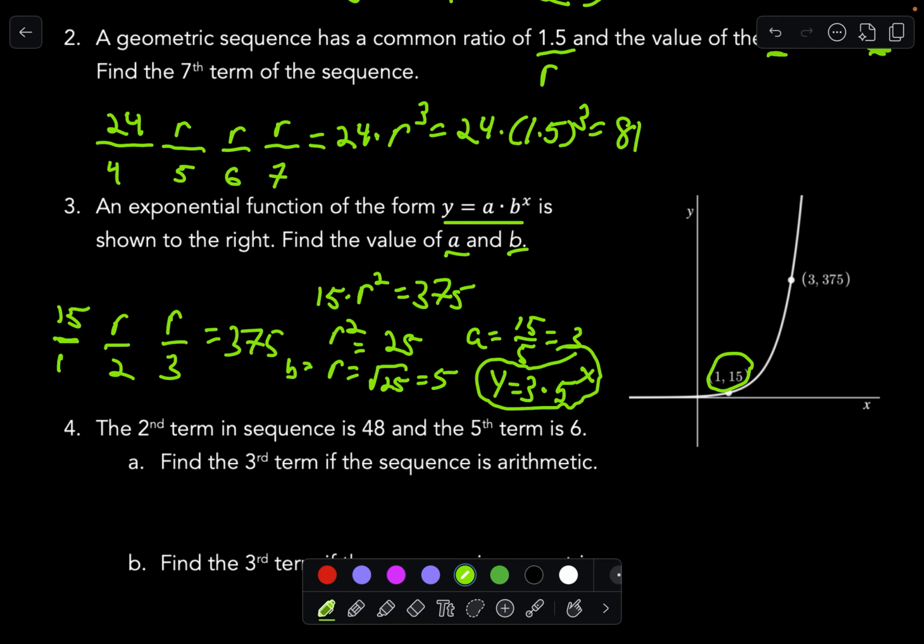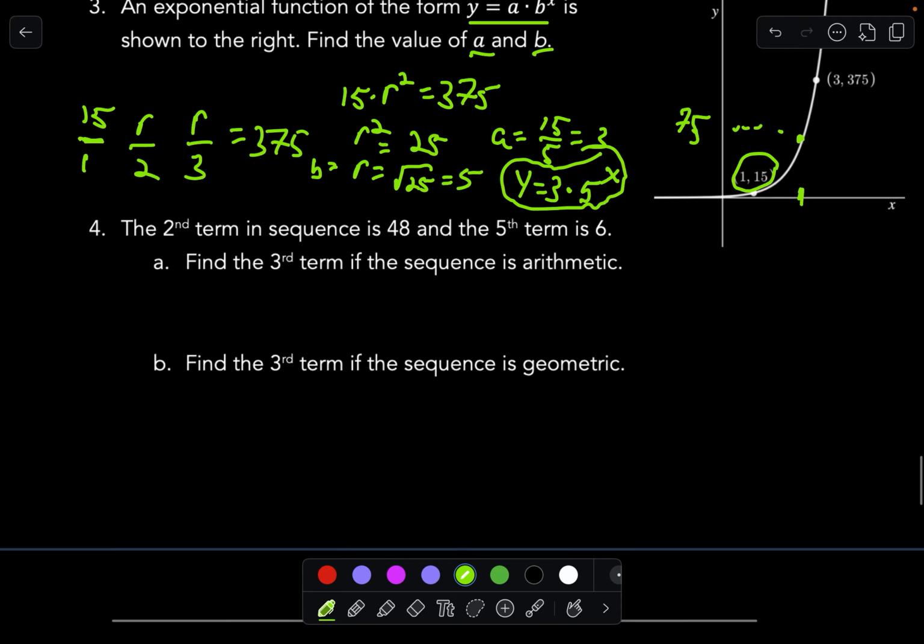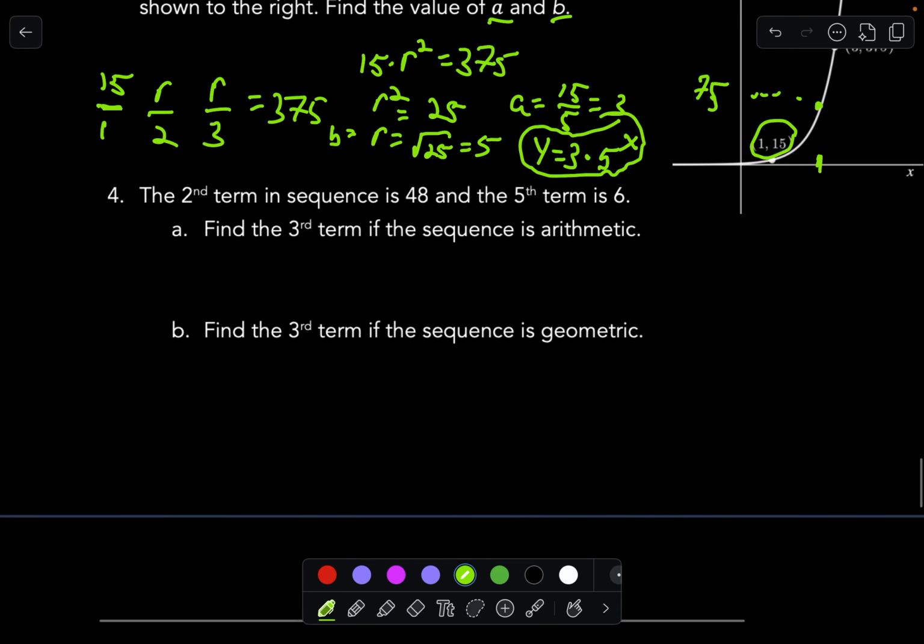So now if you wanted the second term, you put x equals 2, and that's 3 times 25, which is 75. So we know right here at 2, this number here is 75. Okay? Now, this is an interesting question because they say the second term in a sequence, it looks like they're dropping the article a.